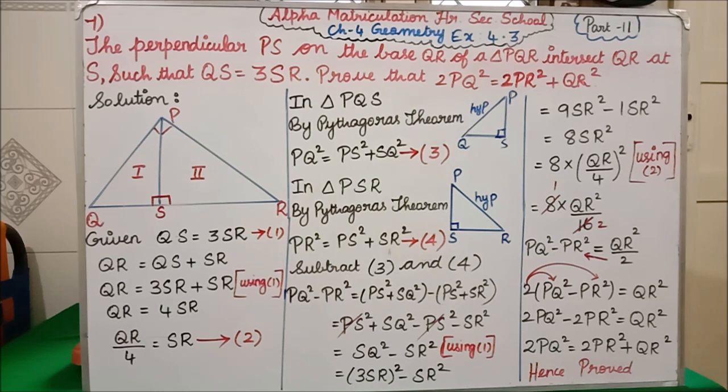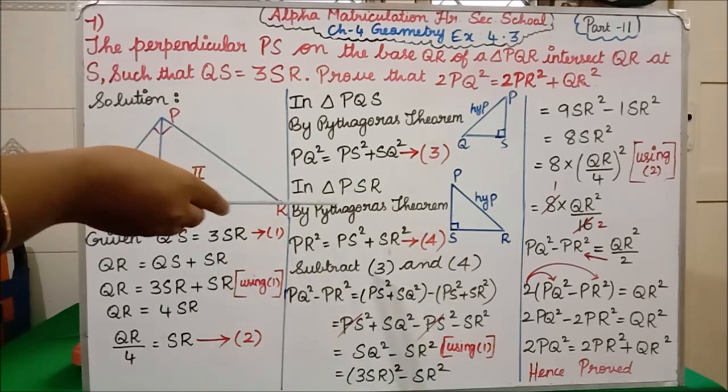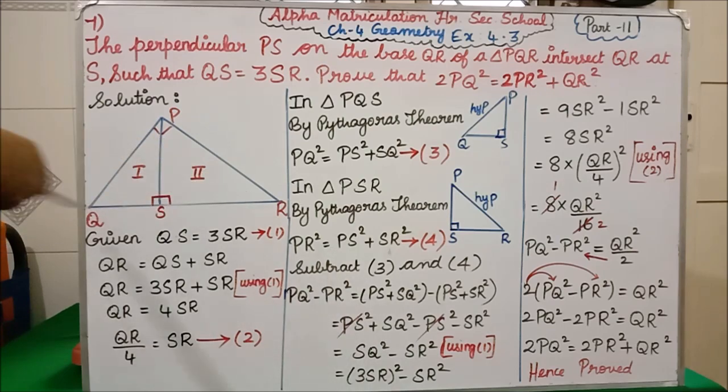Students, in this question we were saying the perpendicular PS on the base QR of a triangle PQR, which means in a triangle PQR. See, I have drawn a triangle PQR. In this PS we have to draw one line. That line should be perpendicular to what? QR. Okay.